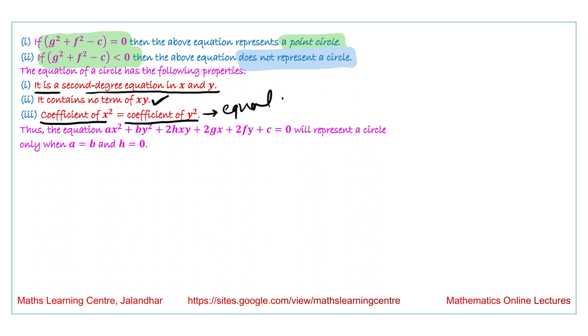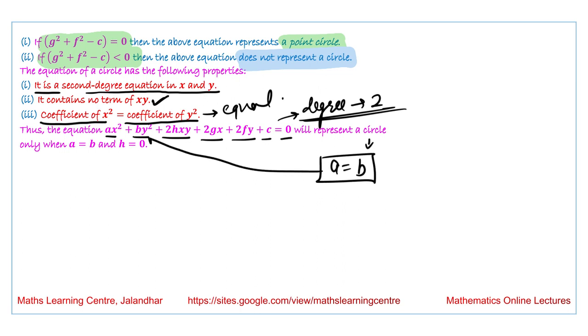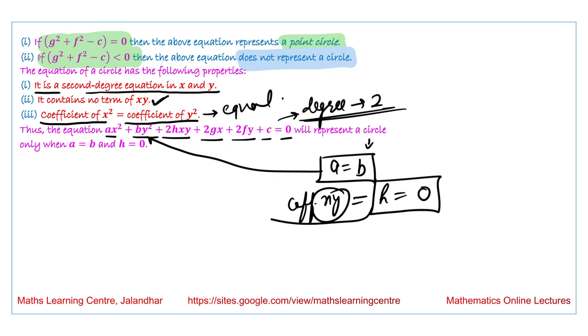So what we are obtaining over here is that the equation ax square plus by square plus 2hxy plus 2gx plus 2fy plus c is equal to 0, we are talking about the general equation of degree 2. We are saying this will represent a circle if the coefficients of x square and y square are equal, and the coefficient of xy, that is h, is equal to 0. So these are the conditions when the general equation of second degree will represent a circle.